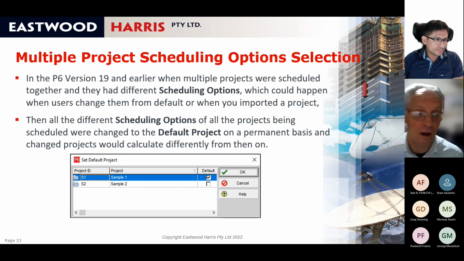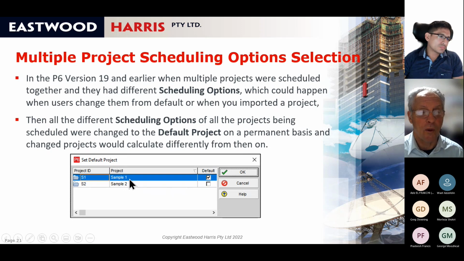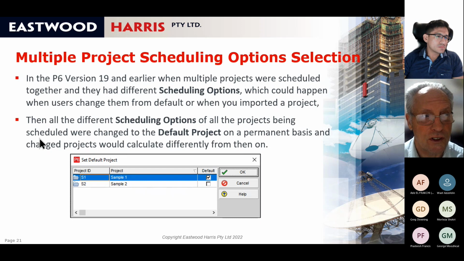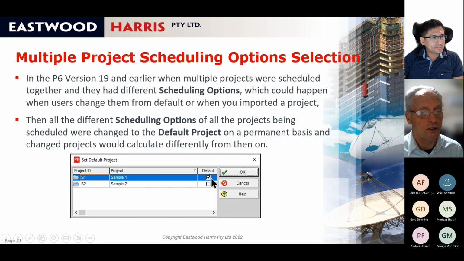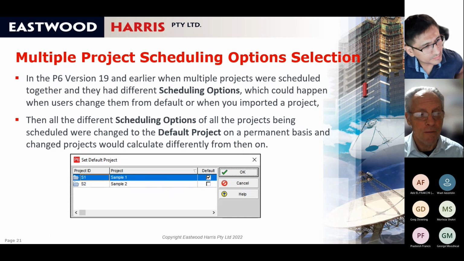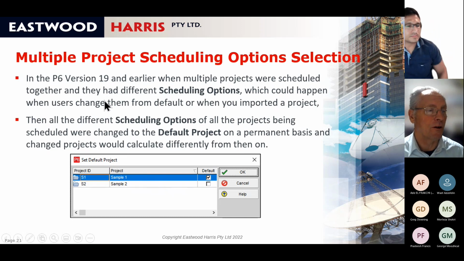I don't like this. I don't like it at all, because you can import this project and then you schedule it with another one and it changes the scheduling options of both projects. And you need to be very careful. If you're scheduling multiple projects together, you need to make sure that all your projects have the same scheduling options. So scheduling options, default project, control which options are used for all projects that you're scheduling together, and they're all changed to the default project.